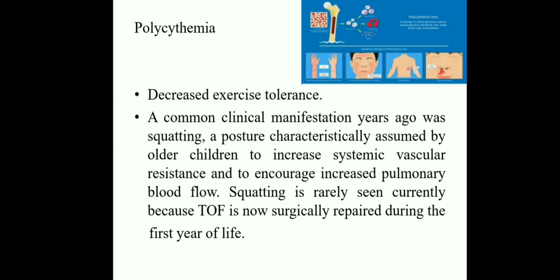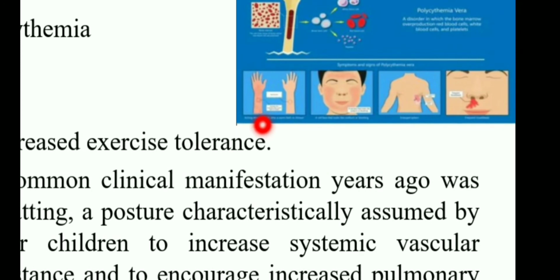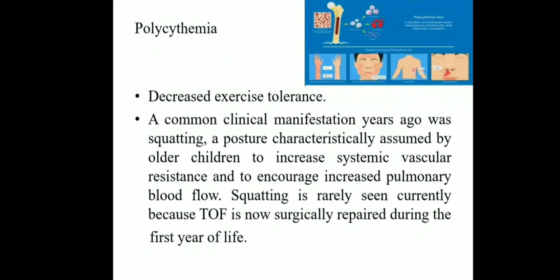Coming to the next clinical feature, that is polycythemia. Because of the increase of RBCs, the child has polycythemia. Look at this here. The lower extremities also have some discoloration, that is deposition of red blood cells. The face also has deposition, and sometimes the child has nose bleeding also. That is polycythemia, and decreased exercise tolerance is also there.